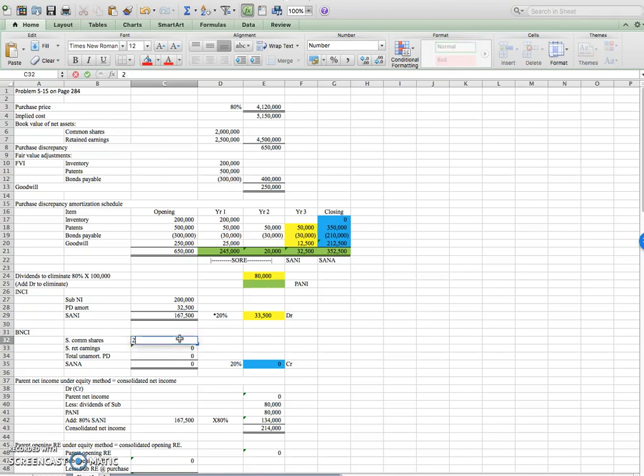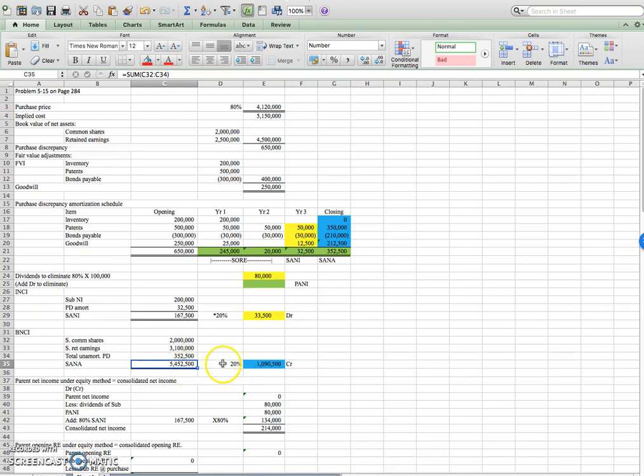First, let's enter our shares. So common shares, 2 million. Retained earnings, 3.1. Our total unamortized PD is from right here, 352,500. For the sake of it, let's just link it up. That gives us our sub's adjusted net assets of about 5.4 million and change.